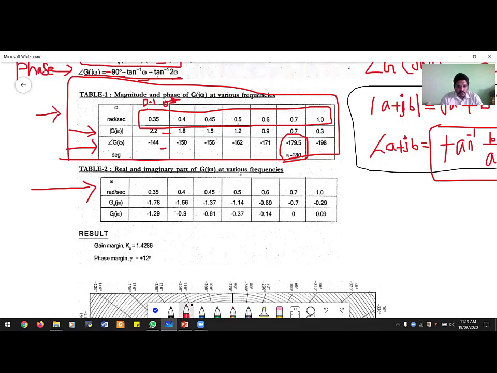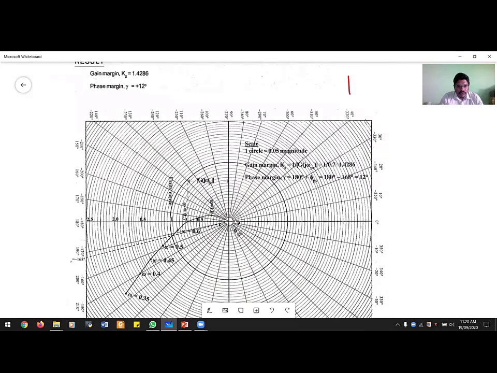Polar plot is usually given in your exam itself. So this is your polar graph sheet. This is a circular format.